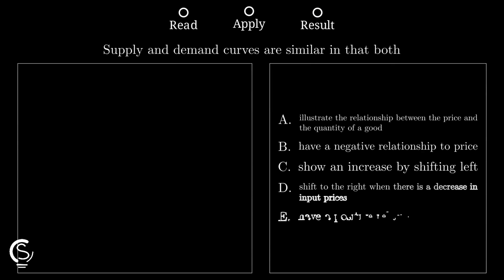Both supply and demand curves are graphs, so start with their shared job. They connect two variables, price and quantity, for a good in a market. That common structure matters most.